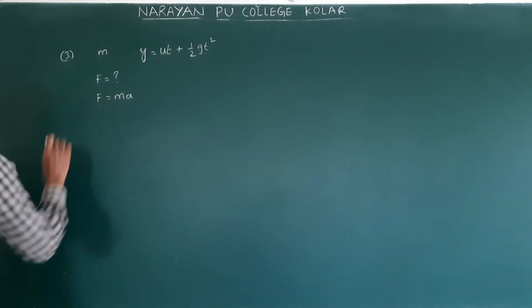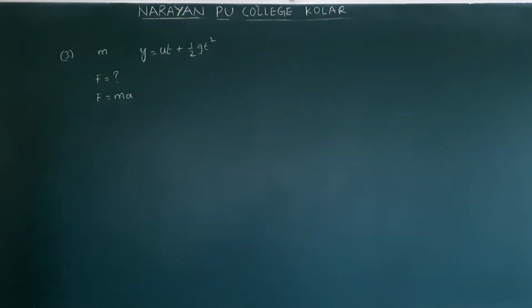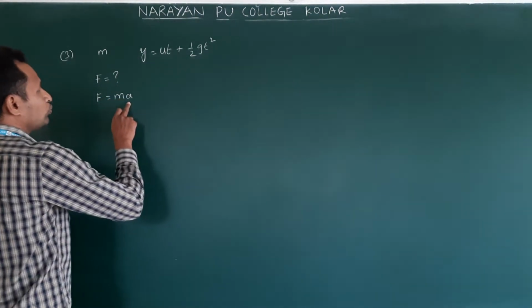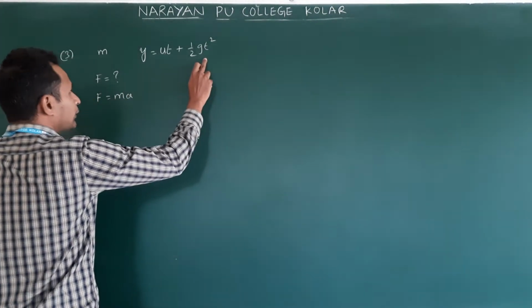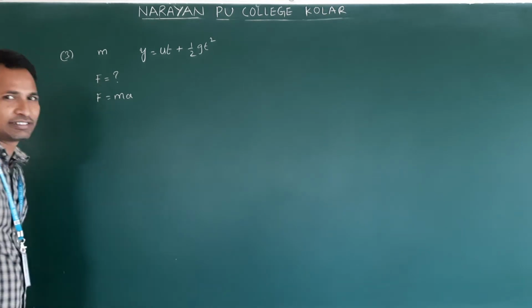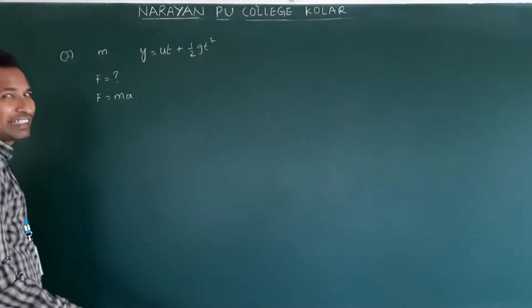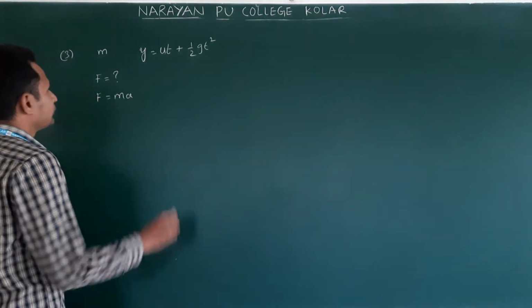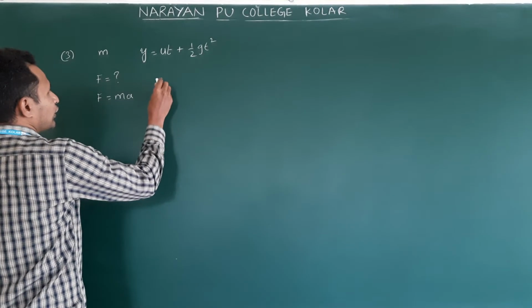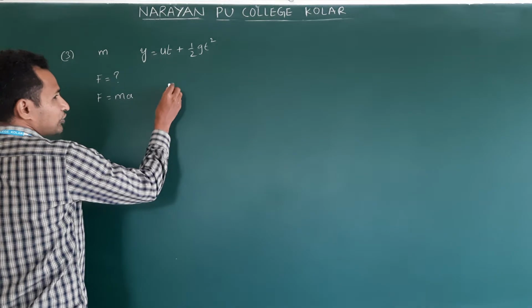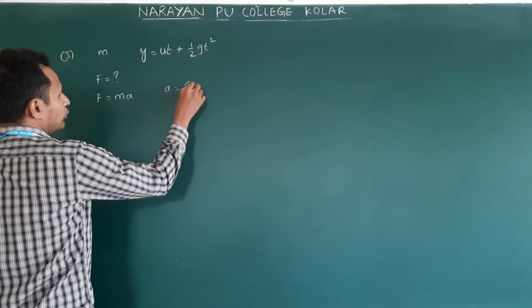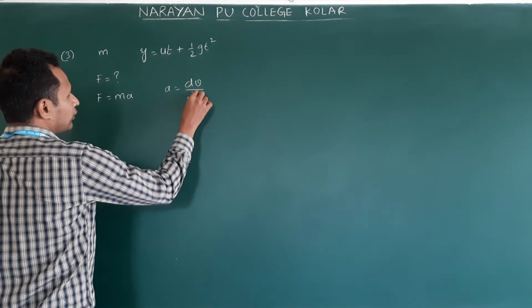We have the formula F is equal to ma. m is already there, no problem. Then we need to find a. How? Think. Displacement is given. How do we get acceleration? Instantaneous acceleration, how do you get it? How do we write acceleration according to straight line motion? a is equal to dv by dt.